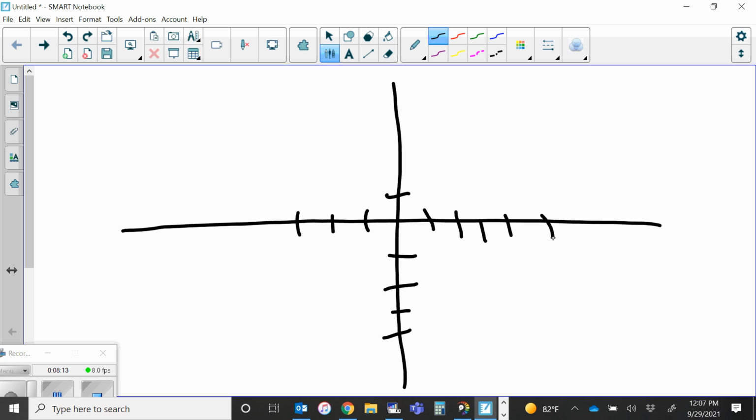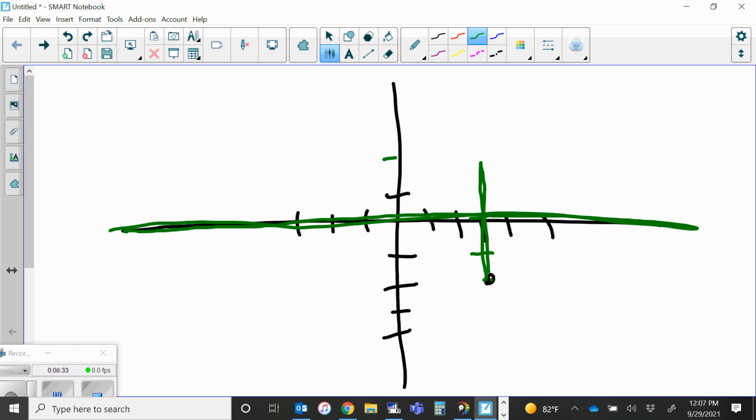I asked you to reflect this one over the x-axis? Well, now what am I asking you? This is now the x-axis, right? So I'm going to reflect it over that. So that means I'm going to go this direction. Does that make sense? How far was it from the x-axis?